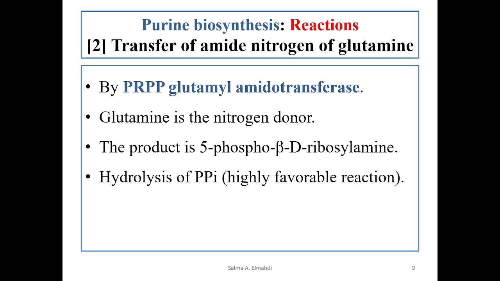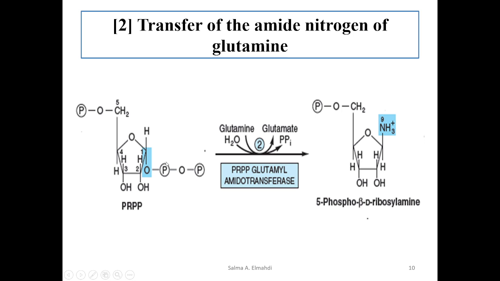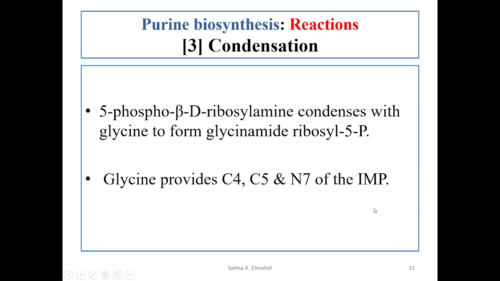The second step is transfer of the amide nitrogen of glutamine. As you know, the amino acid glutamine has 2 nitrogens, one is an amino group and one is an amide nitrogen. So the amide nitrogen is going to be donated to the PRPP by PRPP glutamine amidotransferase. This is glutamine, the nitrogen donor. We need water. There is hydrolysis, with release of pyrophosphate and glutamate. And this is the amide nitrogen now of glutamine. And we have the compound 5-phosphoribosylamine.